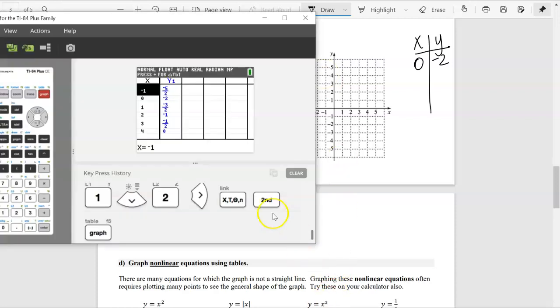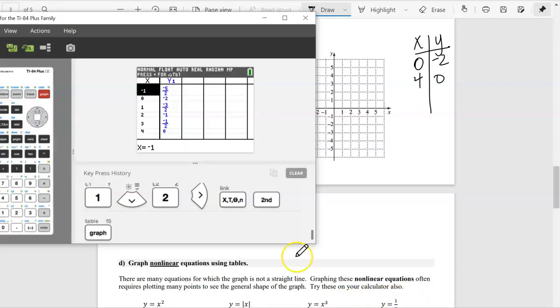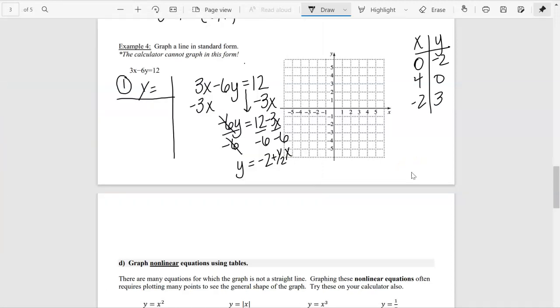There's one I could put. 4, 0, that looks nice. It's easy to plot. Okay, I don't want to pick 3, negative 1/2 because that's kind of awkward. So I'm going to go back. There's something nice, negative 2, negative 3. And that's plenty of points to plot. So 0, negative 2. 4, 0, and then negative 2, positive 3.